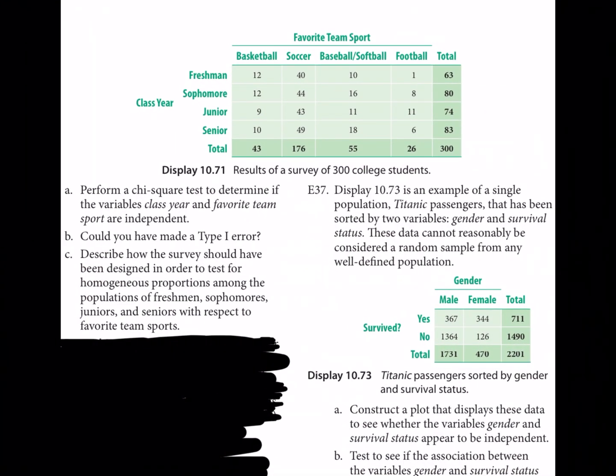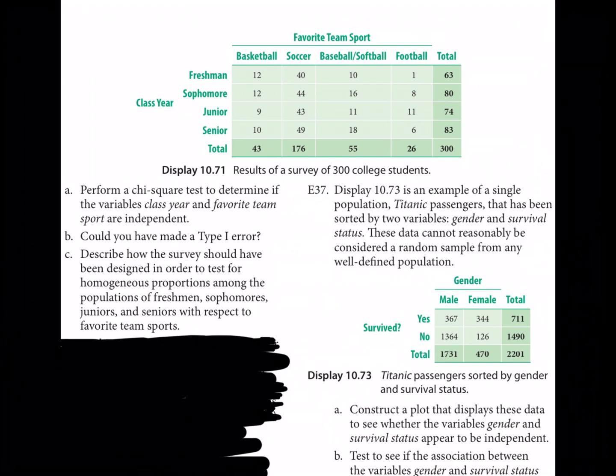Could you have made a type 1 error? Remember that a type 1 error is rejecting something that was true. We got a p-value that was relatively large, which means our result was we do not reject the null hypothesis. So no, it was impossible for us to have made a type 1 error. However, because we did not reject, we could have made a type 2 error. If somehow the two variables are in fact not independent and we got our result, well, that would mean we've made a type 2 error. We failed to reject something that was supposed to be false.